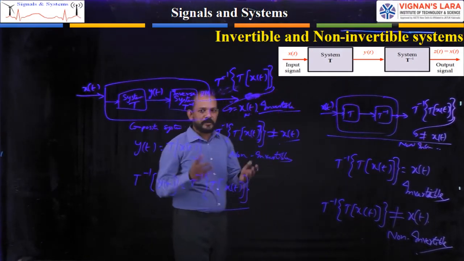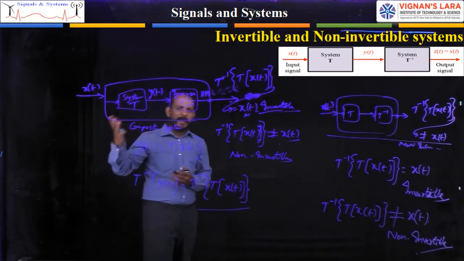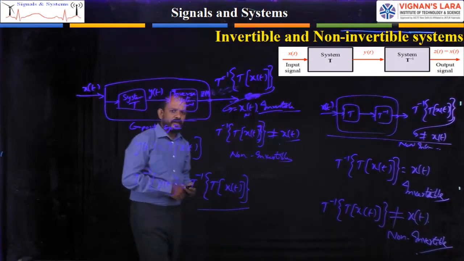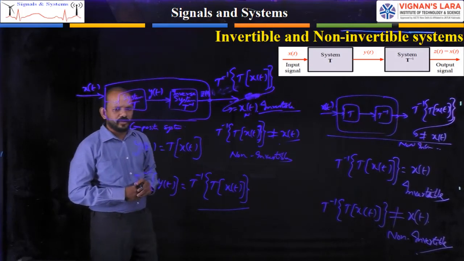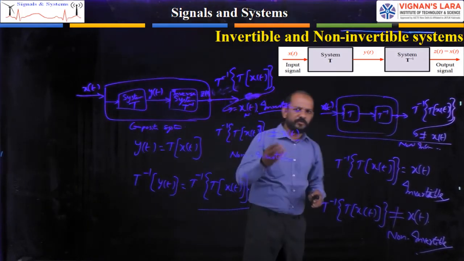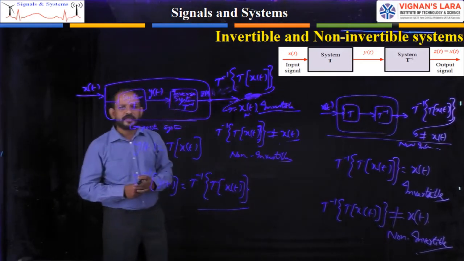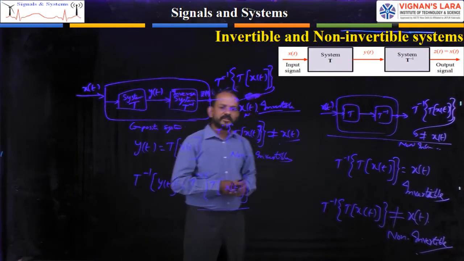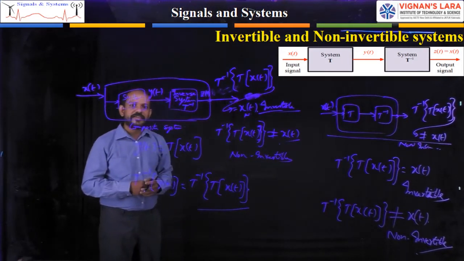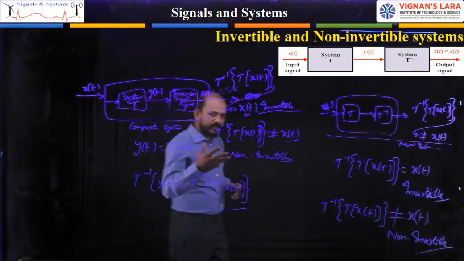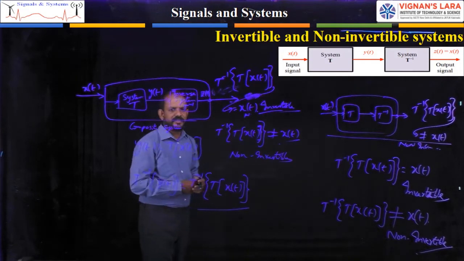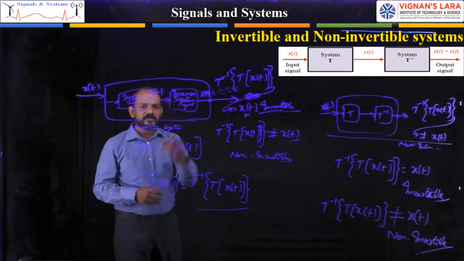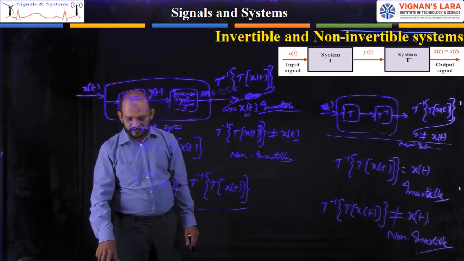I explained this with table column mappings, one-to-one, one-to-many, and small block diagrams and equation format. I hope you are all clear with invertible and non-invertible systems. Now I will go through a few problems. They will give some equations, and we have to find out whether those system equations represent either an invertible or non-invertible system. So we move on to the problems.